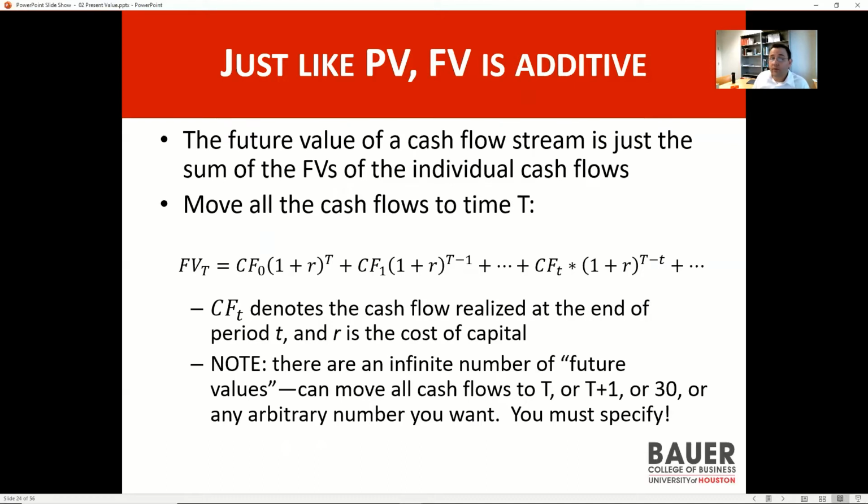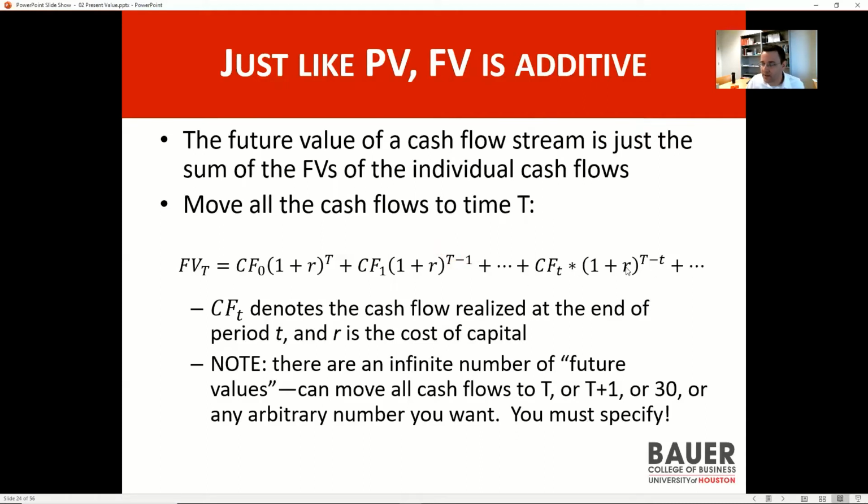Just like present value is additive, so is future value. You just move every single cash flow you have to time T. Here it's important that you specify what time you're moving everything to. So if you have a cash flow at time 0 and you want to move it to time capital T, you have to move it T times into the future. If you've got a cash flow at time 1 and you want to move it to time T, you don't move it T times anymore. You move it T minus 1.